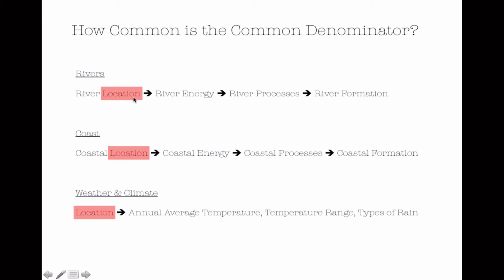For instance, river location will affect the energy and hence the processes and hence the river formation. Let me give you an example. A river has three main locations: the upper course of a river, the middle course of a river, and the lower course of a river. If it's at the upper course of the river, it actually has a lot of energy, very high energy, because it's very steep, okay, and many other factors as well.